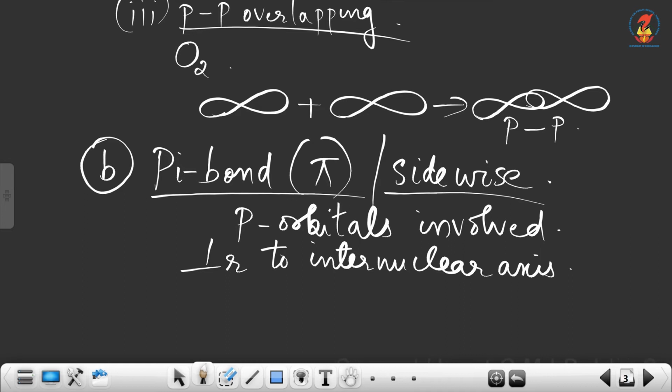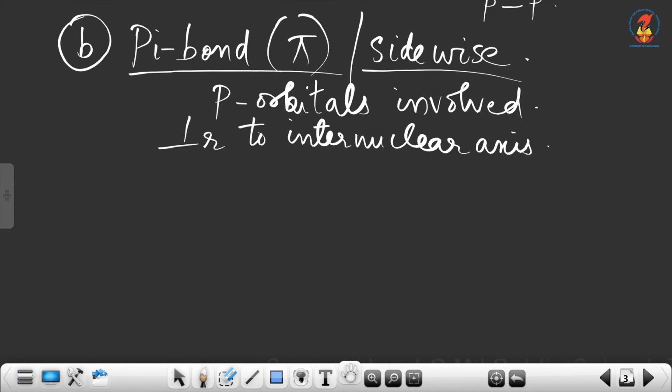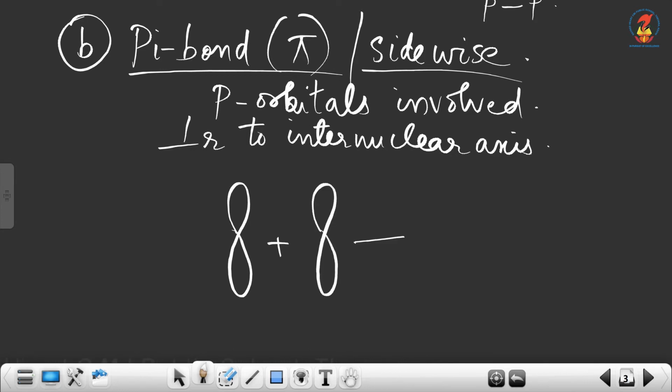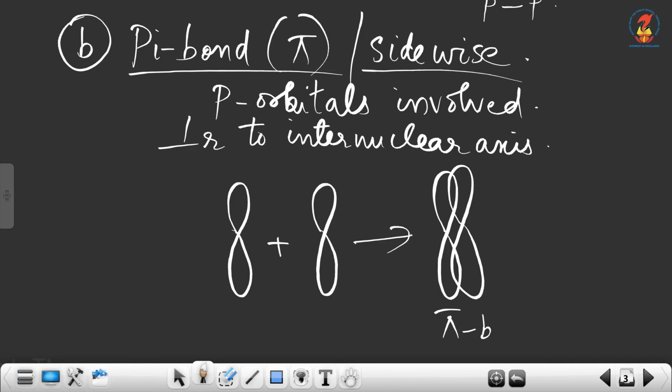Now, I am going to show the pi bond formation. We have one p orbital, perpendicular to the internuclear axis, plus another p orbital, and sidewise they overlap, and we get it like this. This is the pi bond formation. Or this can also be represented by an electron cloud like this.